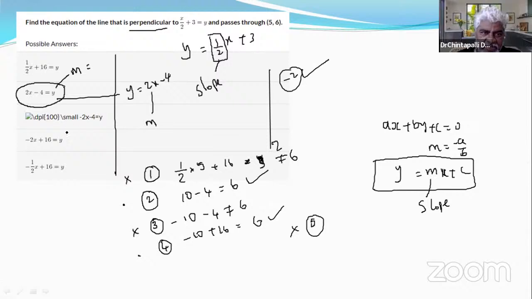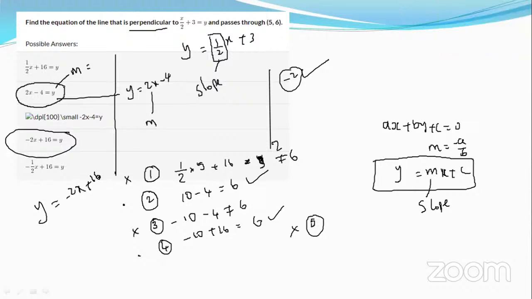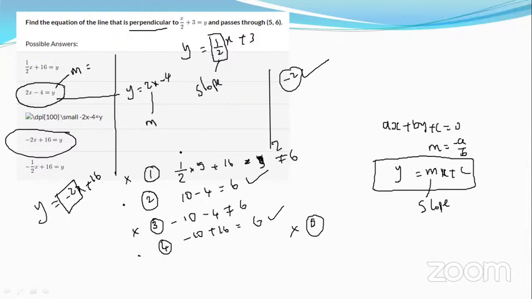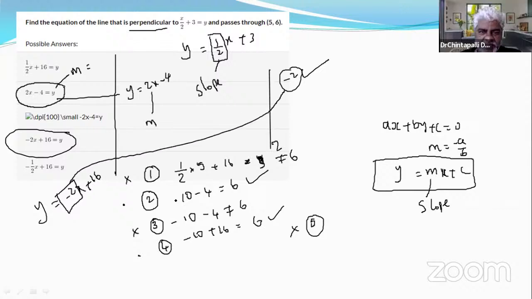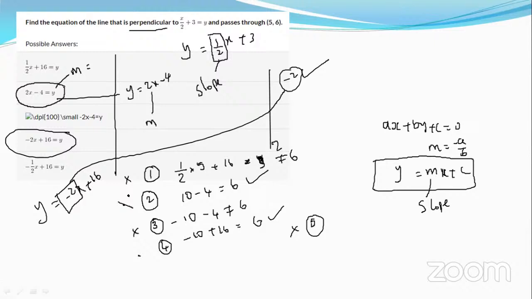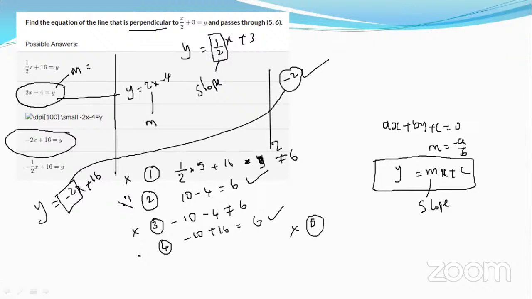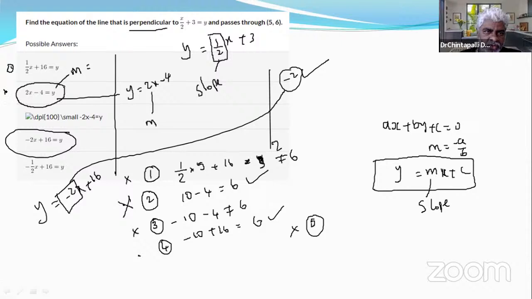Take option 4. It is already in the form of y is equal to negative 2x plus 16. What is its slope? Negative 2. Is it the same as the required slope? Yes. That's why option 4 is correct.